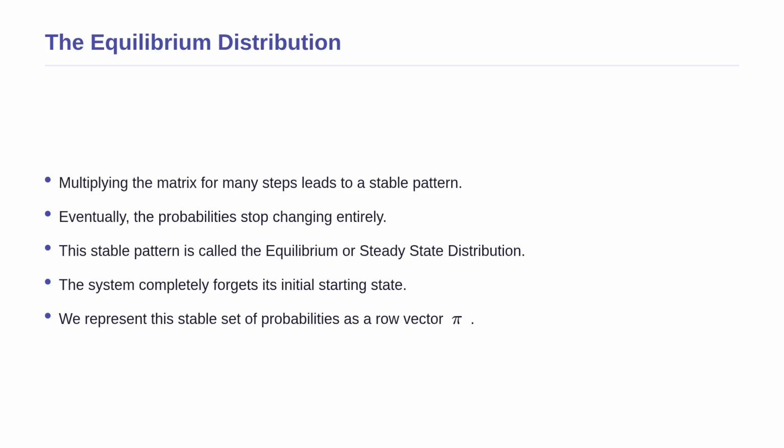Now that we have calculated short-term steps, what happens if we look far into the future? If we keep multiplying the matrix by itself for a very large number of steps, something magical happens. The probabilities stop changing and settle down into a fixed, stable pattern called the equilibrium distribution. Just like shuffling a deck of cards until it is completely mixed, the system reaches a natural balance and completely forgets which state it originally started in.